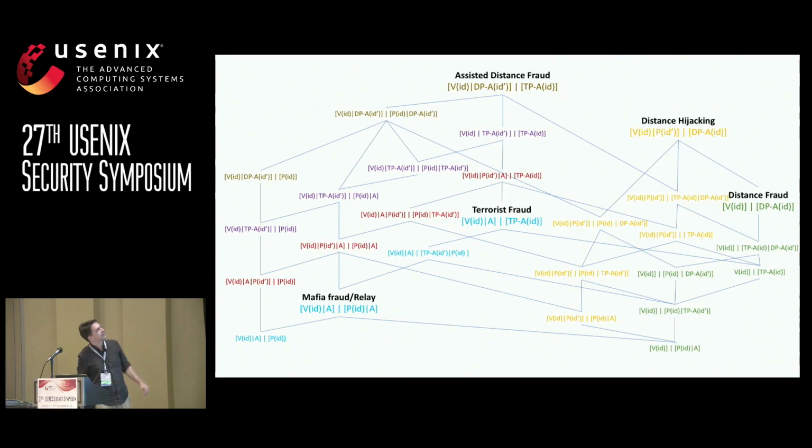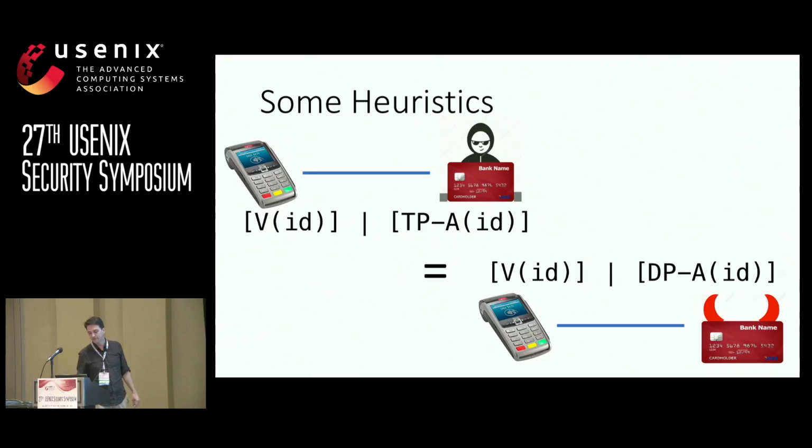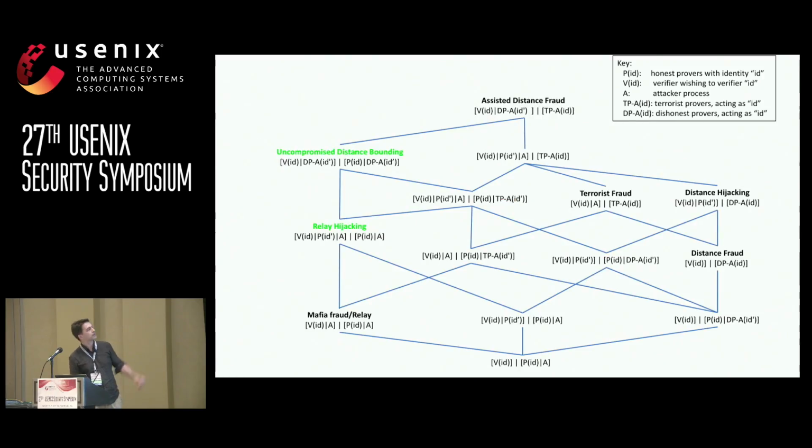However, some of these are a bit odd. Some of these aren't really that different. For instance, if you have a terrorist attacker who can't send their secret key but can do everything else on their own, and a distance fraud attacker, the only way we can distinguish these is if the verifier reacts if the private key is sent to it in the clear, which would never happen. You could define a protocol that way, but it's not going to happen. So we can add heuristics and get down to this ordering of properties.